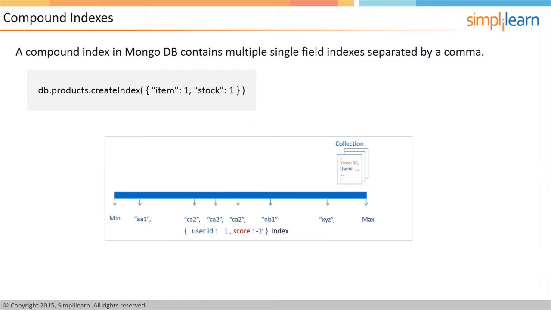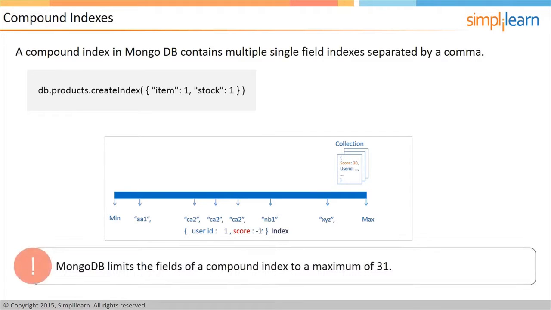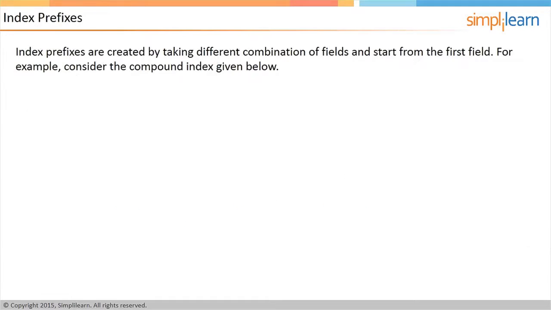The documents are first sorted by the item field value and then, within each item field value, they are further sorted by the stock field values. For a compound index, MongoDB limits the fields to a maximum of 31. In the next screen, we will discuss index prefixes.